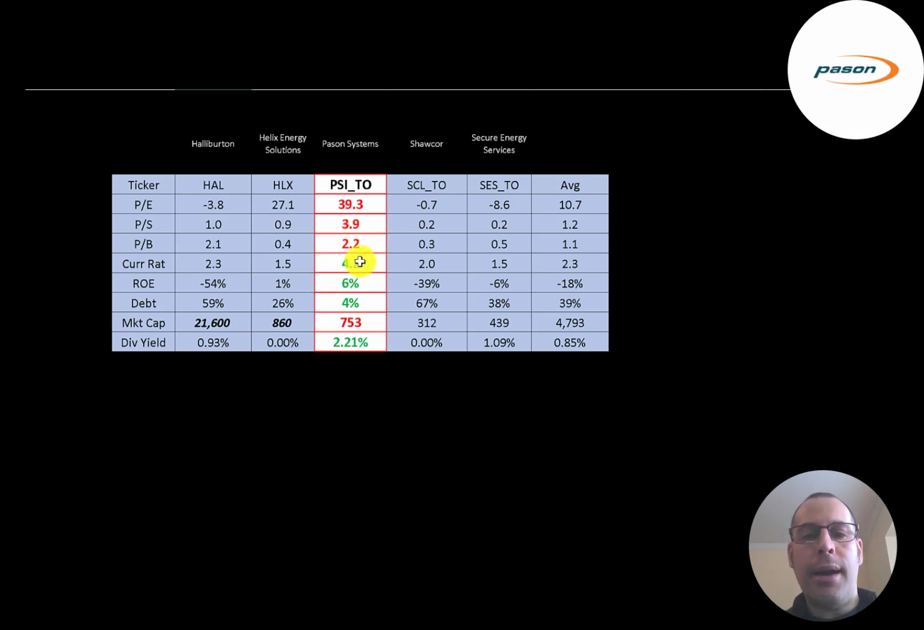ROE, they're better than the average because the average is negative, since most companies in this industry have negative earnings. They're really low in debt, the lowest of all the companies. Most of the companies in this industry are really small, except for Halliburton. And even though they cut their dividend, they still pay the highest dividend.